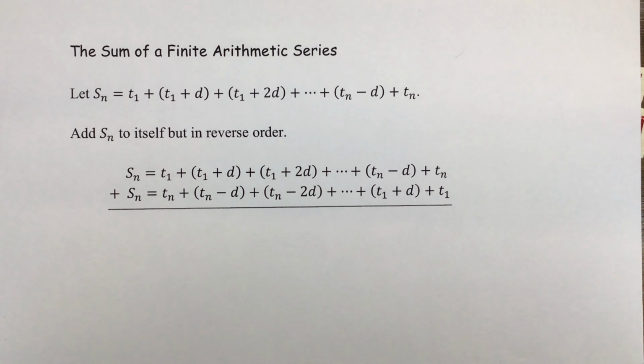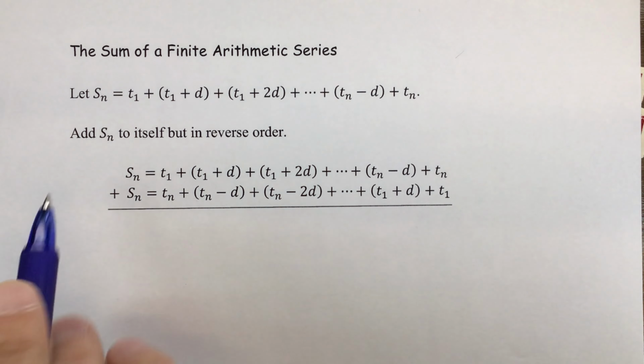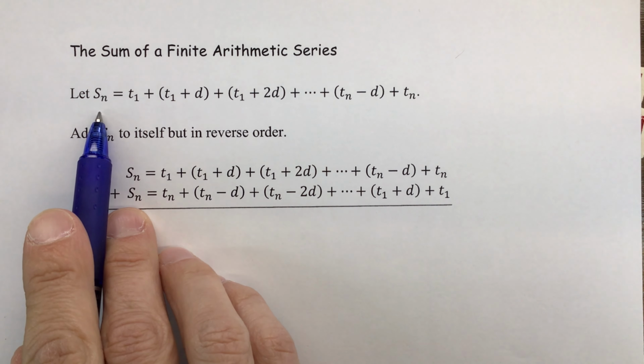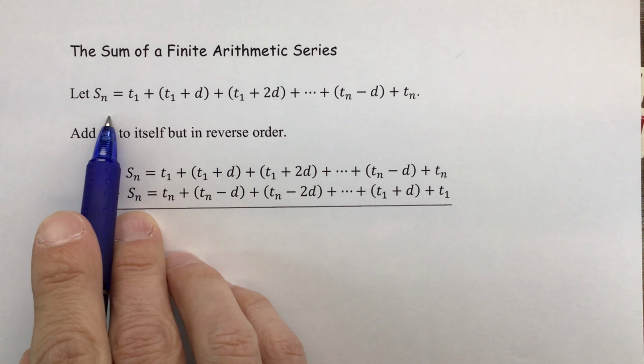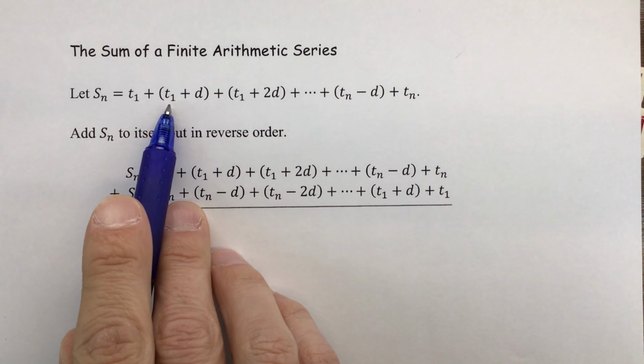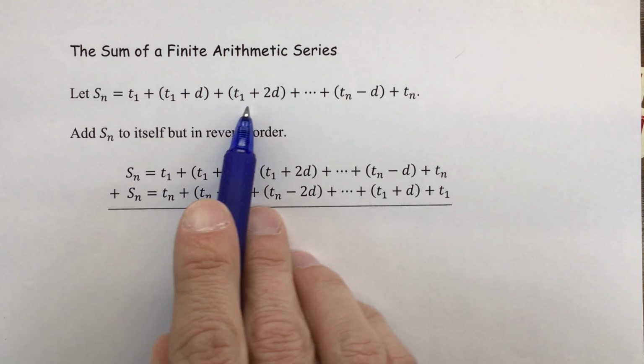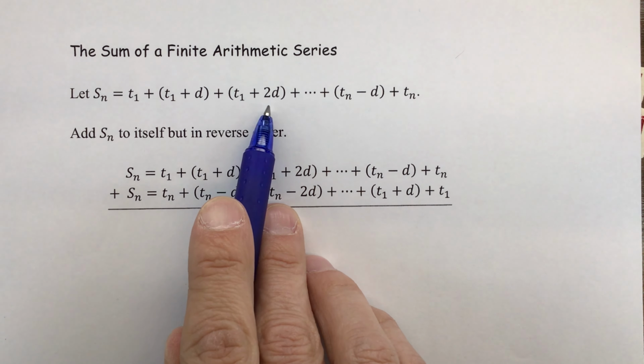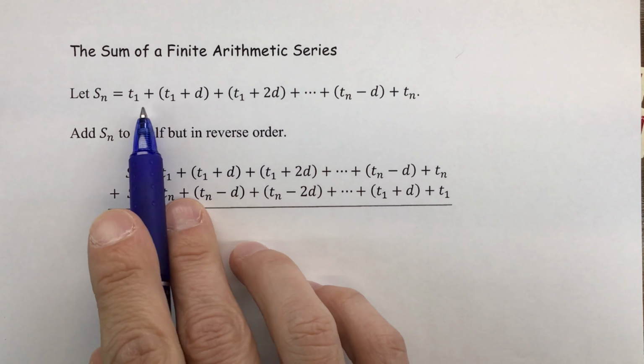What we're going to do next is develop a formula for the sum of a finite arithmetic series. By finite, we are looking at a series that has a limited number of terms in it. We can express it like this. We can say that Sn, the sum of the series, is going to be equal to T1 plus T1 plus D, so D greater than the first term, plus T1 plus 2D, which is 2D greater than the first term.